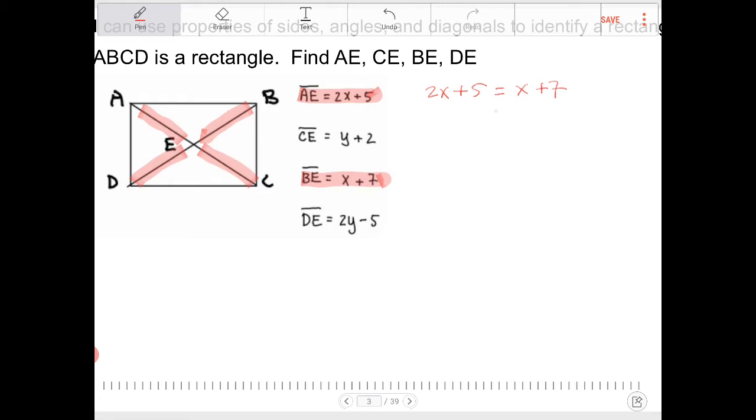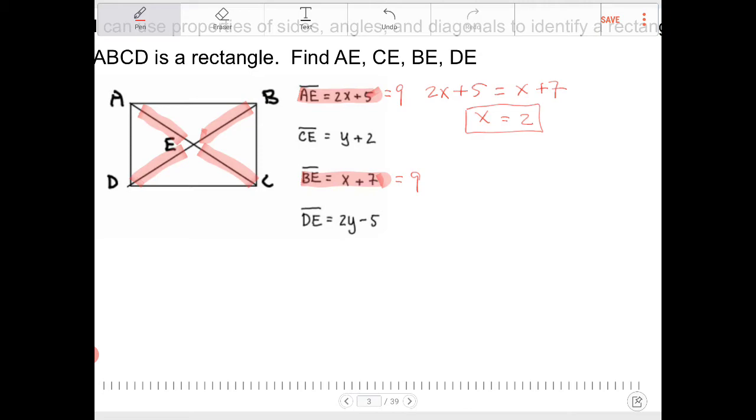Subtract both sides by x and subtract both sides by 5. I know that x will therefore equal 2. Because x is equal to 2, I can then figure out what the length of AE is. AE therefore has to equal 9, because it's 2 times 2 plus 5. Same thing could be said about BE. BE must also be 9. And then I can solve for what CE is, but you know what? I don't even have to solve for what CE is.